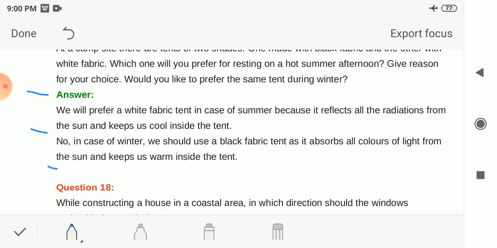And in the winter season, we will not prefer the same tent. We should use a black fabric tent, as it absorbs all colors of light from the sun and keeps us warm inside the tent. So that's why, as we had seen, black color absorbs the heat, so we should select the black fabric tent in the winter season.